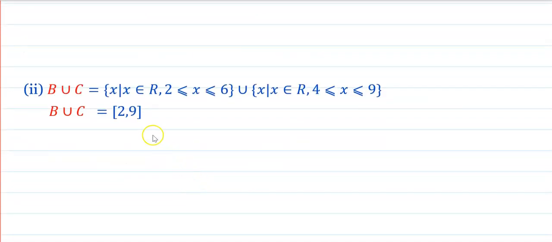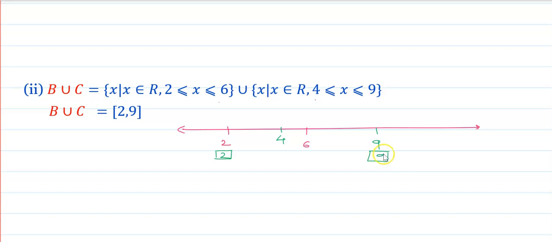Okay, what about the next? B union C. x such that x belongs to the set of real numbers, 2 to 6, and the next is 4 to 9, their union. Again you can draw the number line. First is 2 to 6, and the next in another ink is 4 to 9, and all these are included. Overall you will get the final, the first is 2 and last is 9, and therefore this is the closed interval 2 to 9.